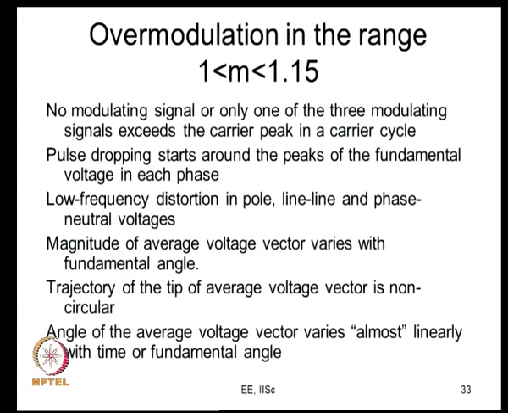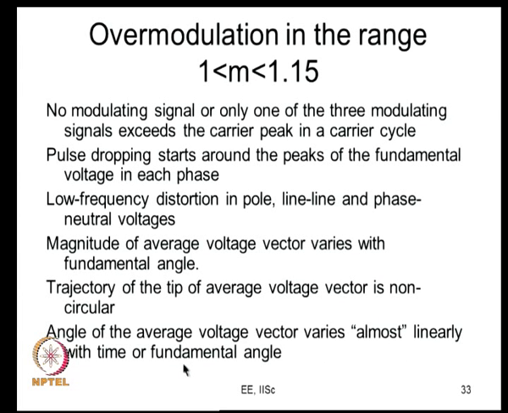Because of this, the magnitude of the average voltage vector varies with fundamental angle, it is no longer constant, it varies. Then further, the trajectory of the tip of the average voltage vector is non-circular. I mean, if the magnitude had been constant, then its trajectory would be circular. Now, if you look at the tip of the average voltage vector, one subcycle average voltage vector in the next subcycle and the subsequent subcycles, you plot that, the trajectory will not be circular, because this magnitude is no longer constant.